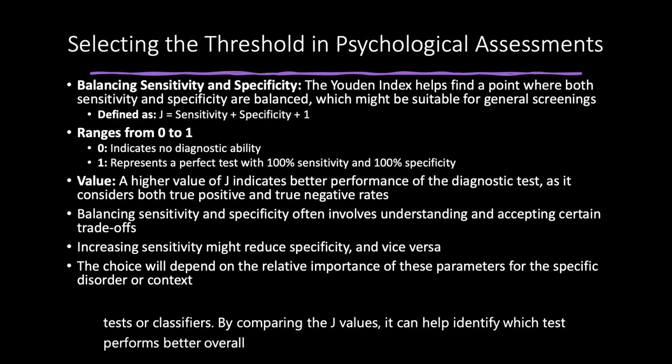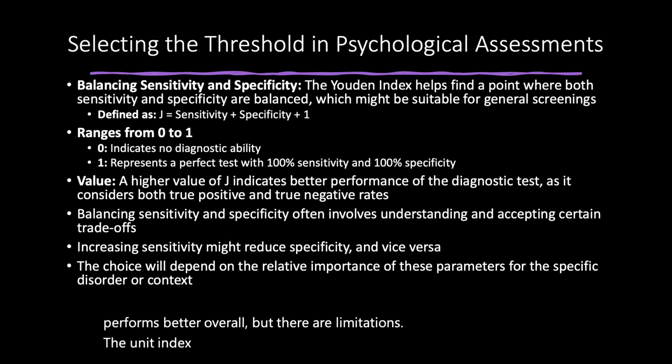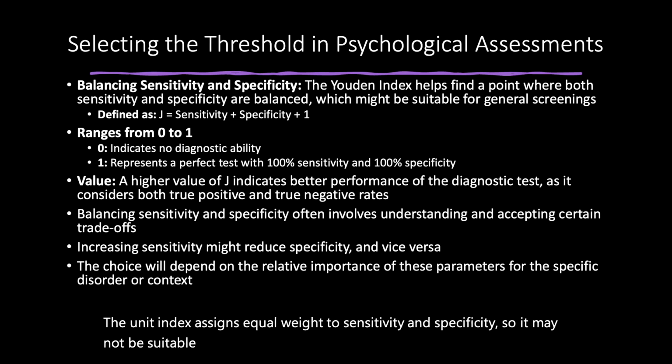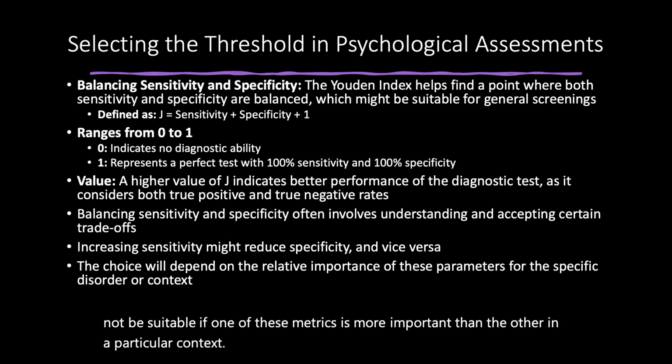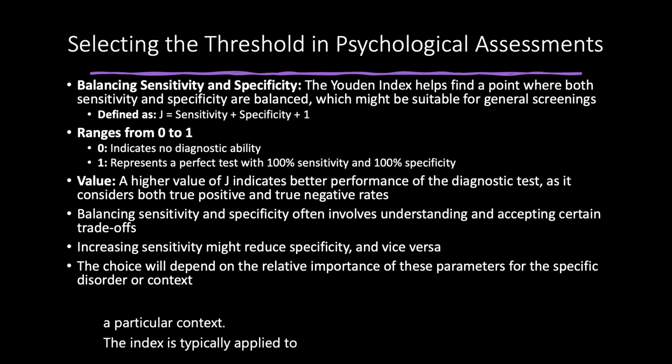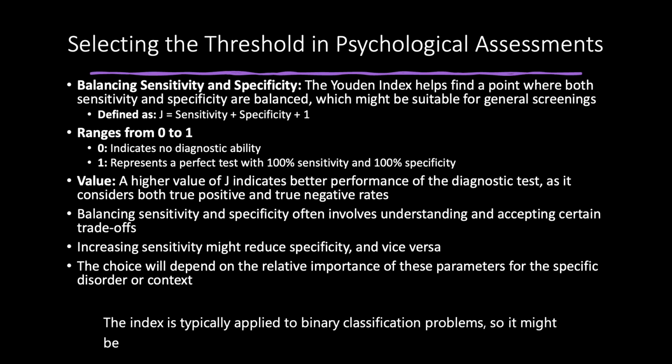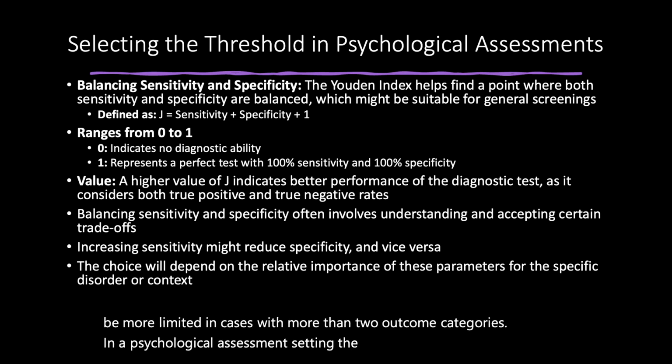But there are limitations. The Youden index assigns equal weight to sensitivity and specificity, so it may not be suitable if one of these metrics is more important than the other in a particular context. The index is typically applied to binary classification problems, so it might be more limited in cases with more than 2 outcome categories.